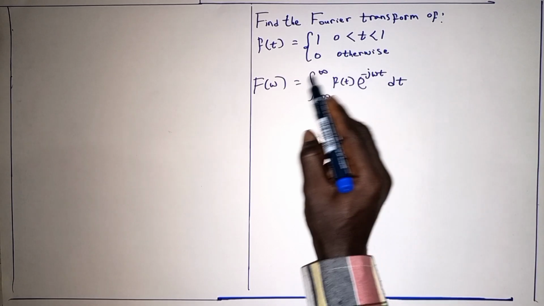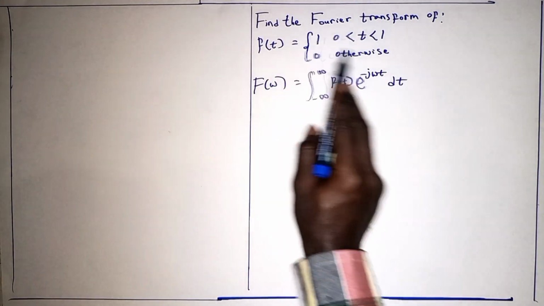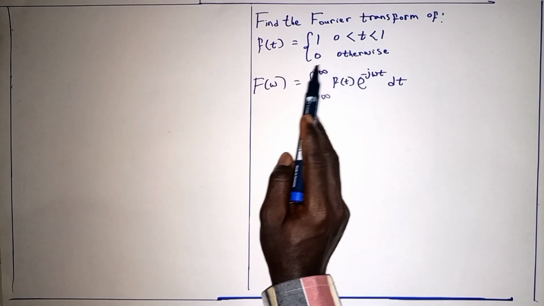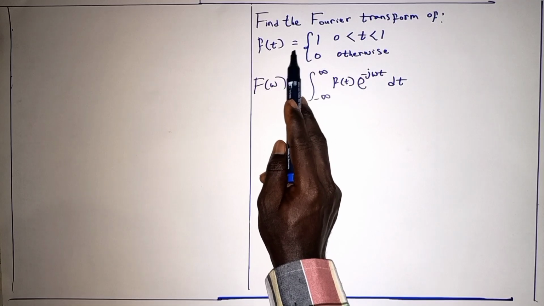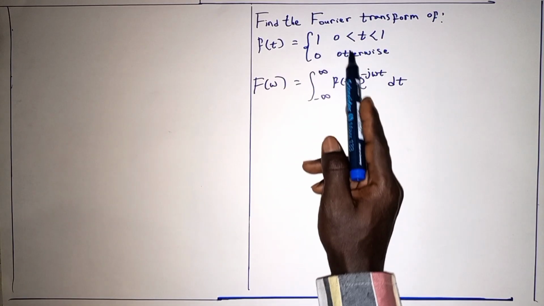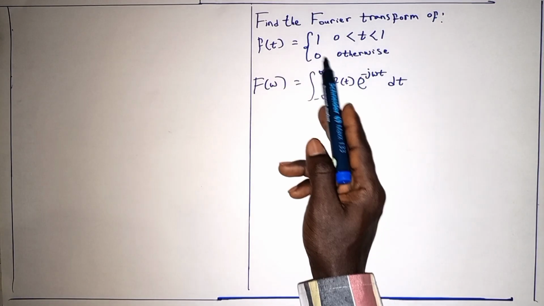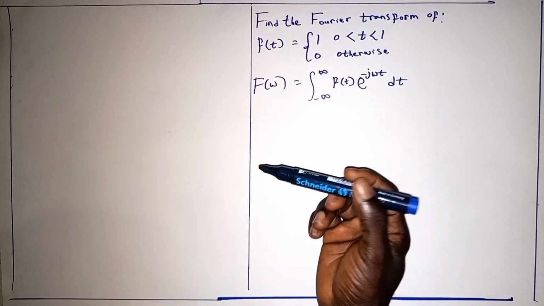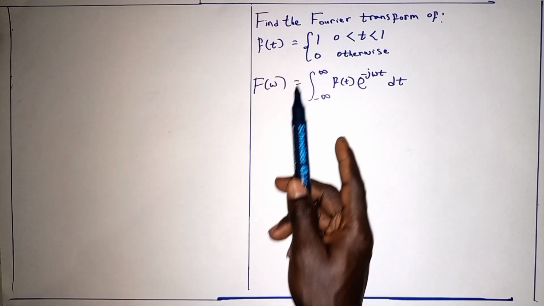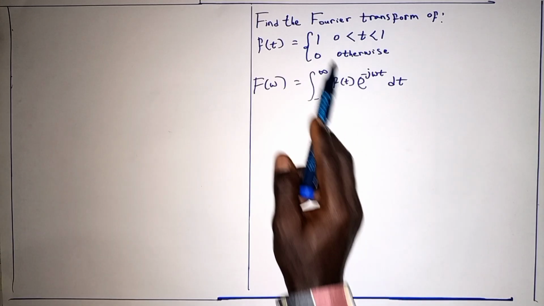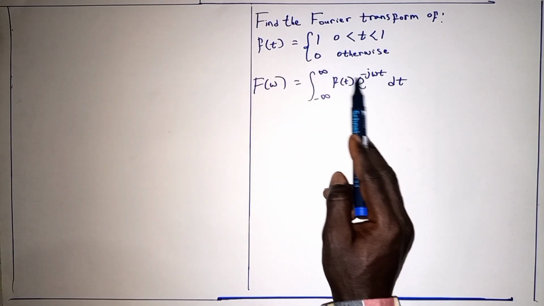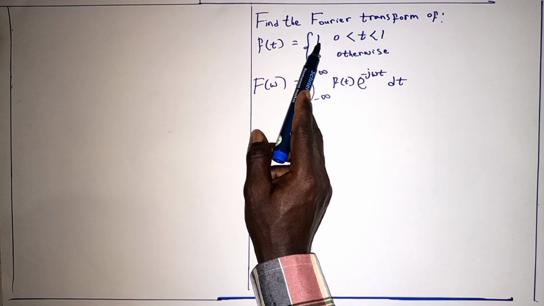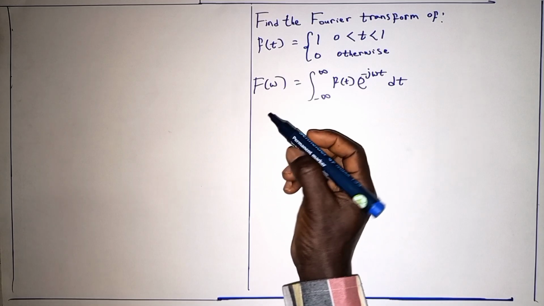Like I said, this is the definition of our Fourier transform. We are given the function f of t in this question as a piecewise function: 1 from 0 to 1, and the other piece is 0. We are given two pieces of f of t. The first one is 1 and the second one is 0. Everything outside the interval gives us 0, so 0 is gone and we wouldn't be dealing with it. So f of t will be 1. That's what we'll be dealing with here.